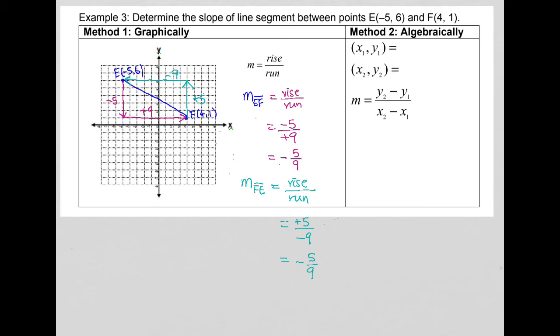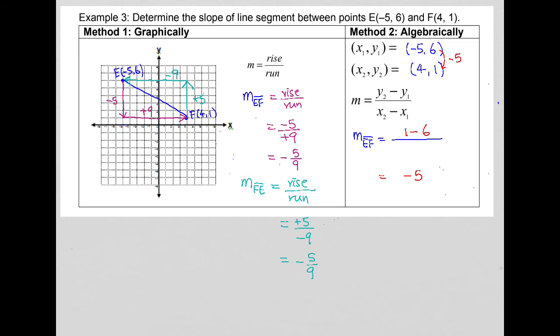Next, we're going to do it algebraically. If I want to find the slope of EF, then my starting point will be E, so my first point will be (negative 5, 6). That's point E. And my second point will be F, which is (4, 1). So let's find the slope. I want to find the difference in the y values. Look at the points here. From 6 to 1, you actually subtract 5, right? So we say the rise is negative 5. Mathematically, we do 1 minus 6. That's how you get a rise of negative 5.